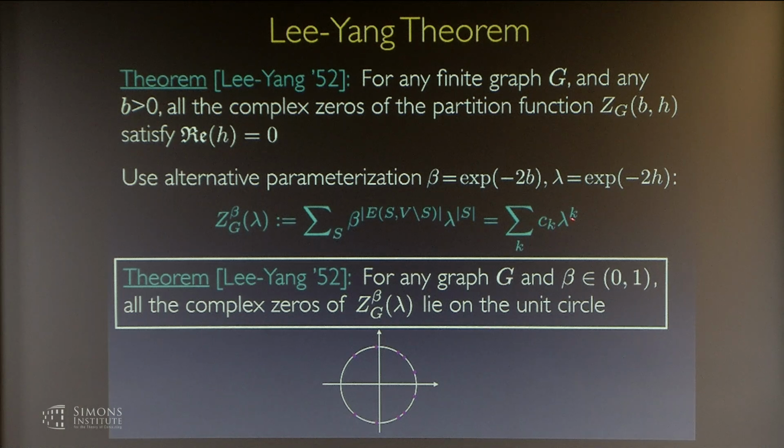So I'm looking at a polynomial in lambda. And the claim is now that we've changed variable, rather than showing that the zeros lie on the imaginary axis, we're going to have to show that they lie on the unit circle in the complex plane. So the claim for Yang is for any graph and any value of the interaction parameter beta, all the complex zeros lie on the unit circle.